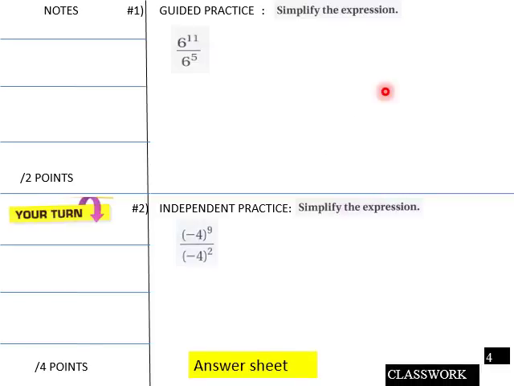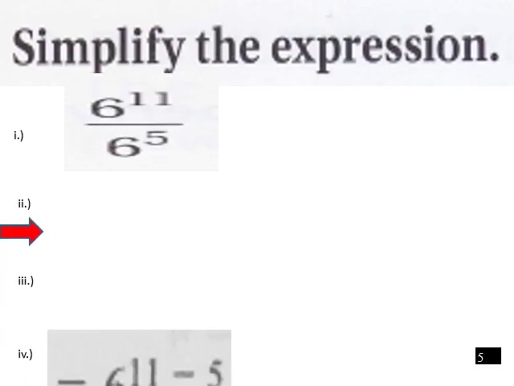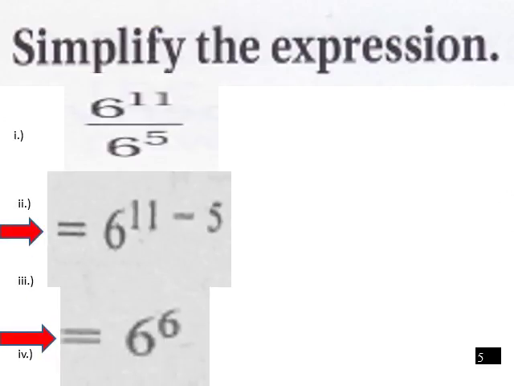Okay, our first guided practice here. Simplify this expression. Students, this is you. Your guided practice here. And we have 6 to the 11 minus 5, which equals 6 to the 6th power.